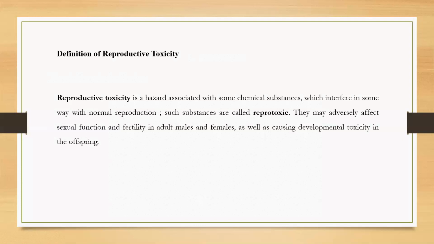Reproductive toxicity is a hazard associated with chemical substances which interfere in some way with normal reproduction. That is, these are substances which interfere with the normal process of reproduction. These substances may be chemicals, drugs, or radiations, and they are known as reprotoxic. They may adversely affect sexual function and fertility in adult males and females, as well as cause developmental toxicity in the offspring. It means that due to reproductive toxicity, sexual function may be hampered, and fertility in adult males and females may be hampered. Also, it may cause developmental toxicity in the offspring.